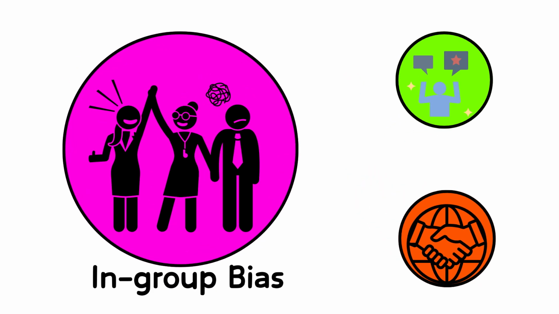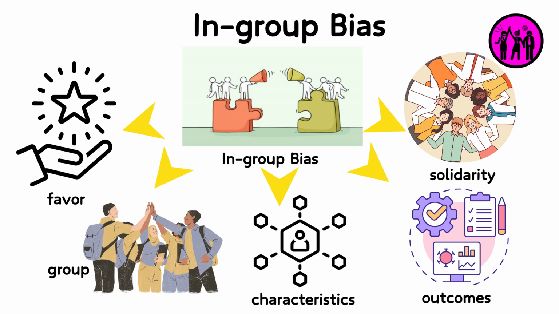In-group bias. In-group bias is a powerful psychological tendency where individuals favor members of their own group, whether defined by race, gender, nationality, or even favorite sports teams. This bias manifests in our tendency to attribute positive characteristics and outcomes to the qualities of our group, while negative outcomes are often blamed on external factors. This can strengthen solidarity within a group but can also lead to conflict and misunderstanding between different groups.